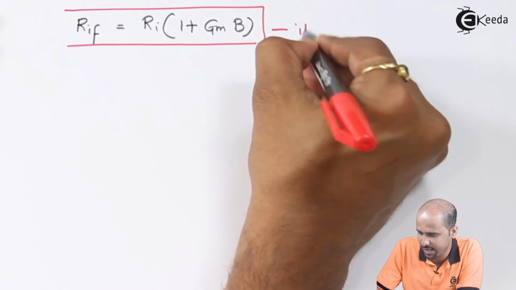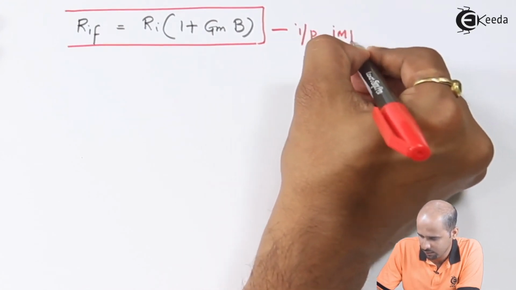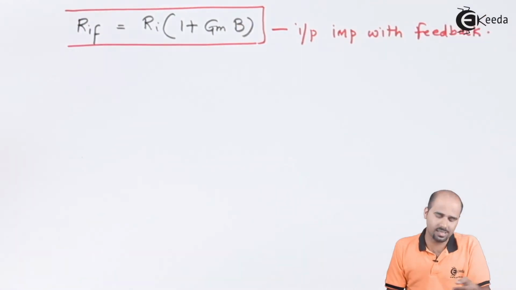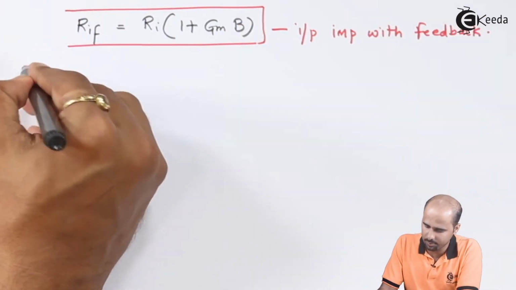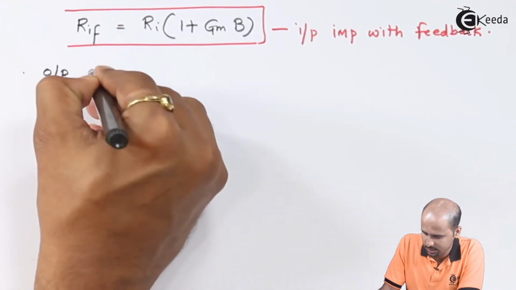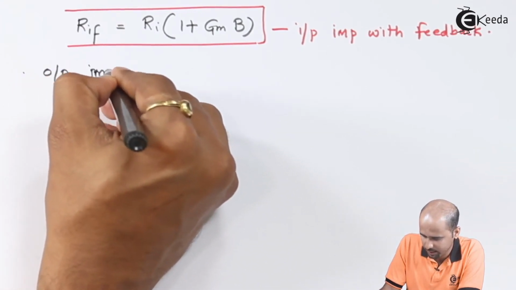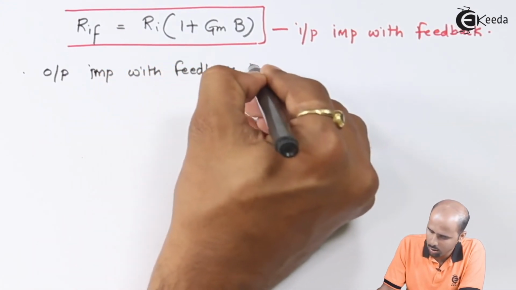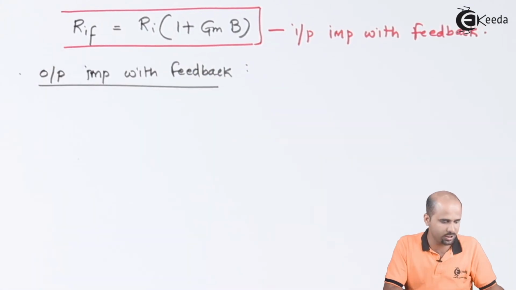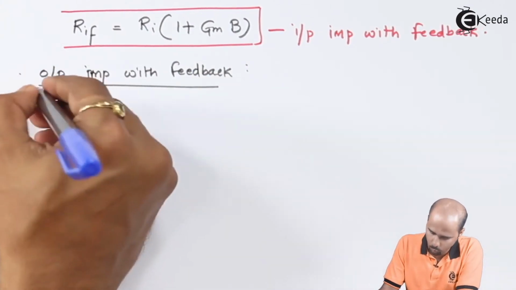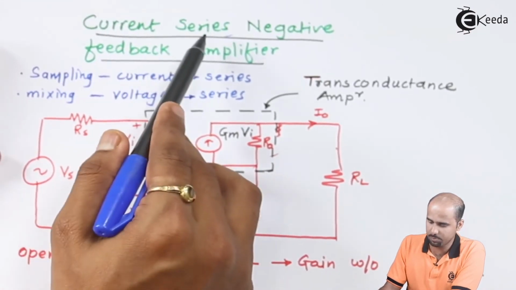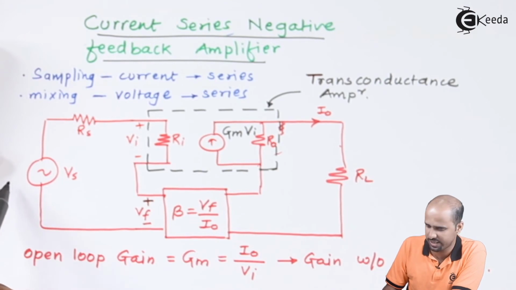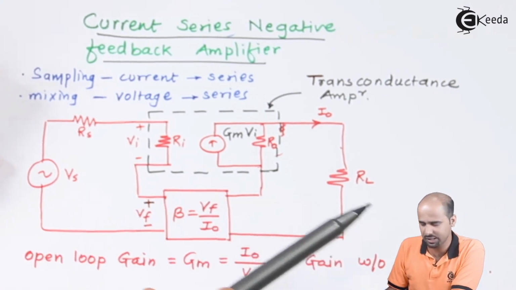So here we will write it as input impedance with feedback. Now the last part remaining is the output resistance, the output impedance with feedback. Very important task that you have to mention over here. The connection is mixing in series, so we have to short the power supply connected at the input side, and we have to connect another power supply at the output side.